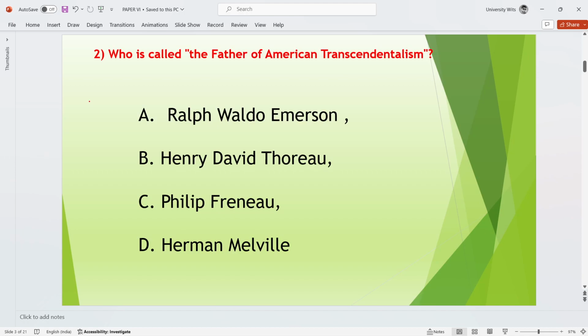That is, who is called the father of American transcendentalism? I think I have explained this a lot of times in my classes. The options are Ralph Waldo Emerson, Henry David Thoreau, Philip Freneau, and Herman Melville. So basically, you have to apply the elimination round. Let's talk about Herman Melville. Why is this option wrong?